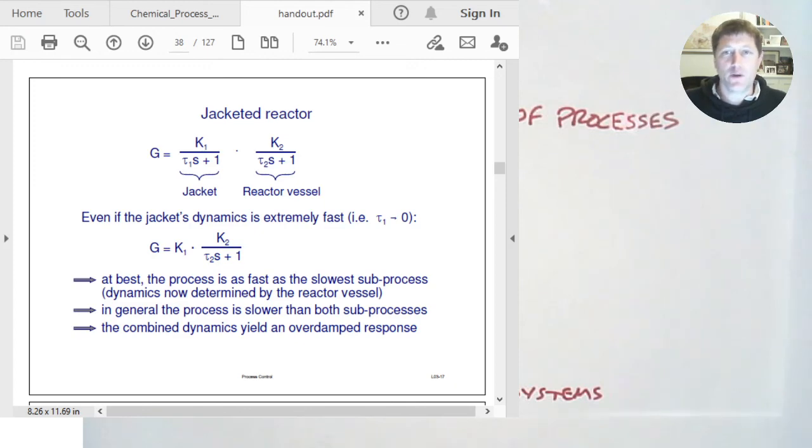So even if one of your processes is fast, the overall combined process is at best going to be as slow as the slowest sub-process. And in general, as you add these up, it's going to get slower still. So a non-interacting process is going to be as slow as or slower than the slowest element within it. And so they generally combine to give the dynamics of an overdamped response.